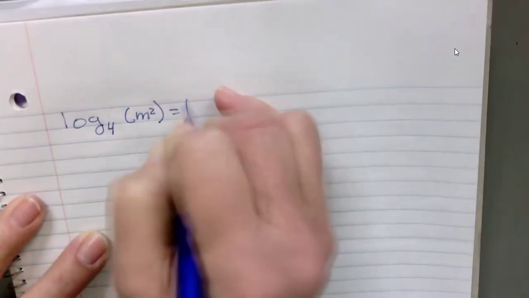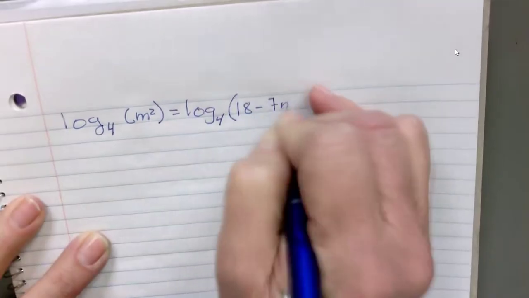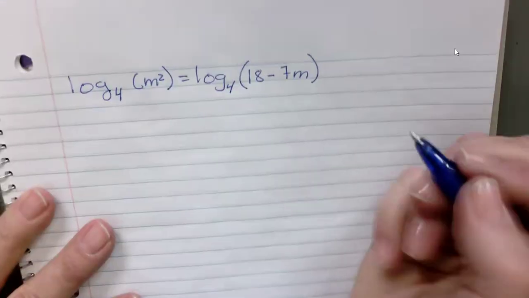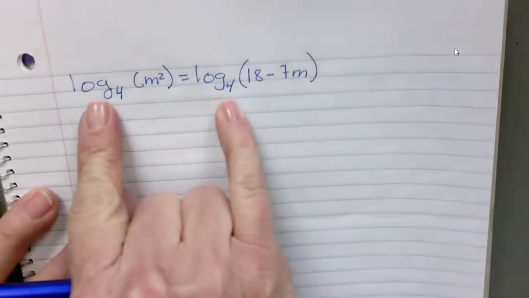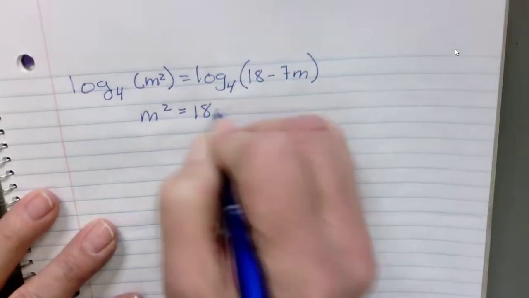One more problem. All right. Here we go. So if we have the problem log base 4 of m squared equals log base 4 of the quantity 18 minus 7m, first step is still the same. Can I condense it? They are already condensed. I have log base 4 on both sides, so I can ignore that part and get m squared equals 18 minus 7m.